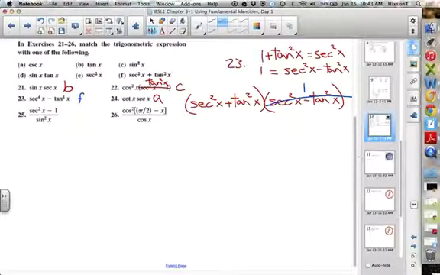Number 25, secant squared minus 1. What does that equal? Tangent squared. Good. So tangent squared x divided by sine squared. So it's, can you just get cosine? It's 1 over cos. Feel free to write it out: sine squared over cosine squared. Instead of dividing, write it as 1 over sine squared. Right? Yeah, so 1 over cosine squared is secant squared. E, secant squared.